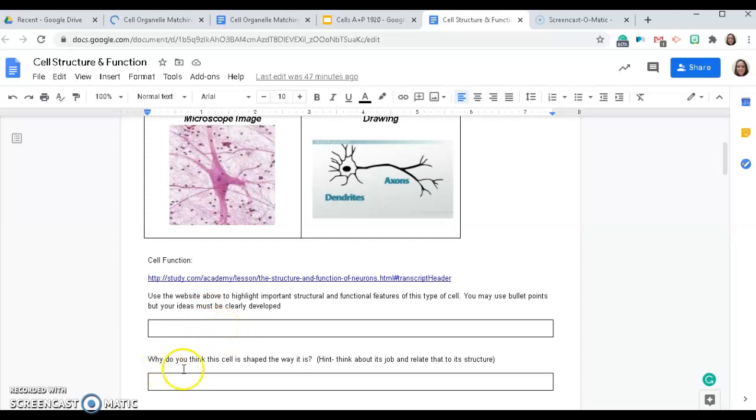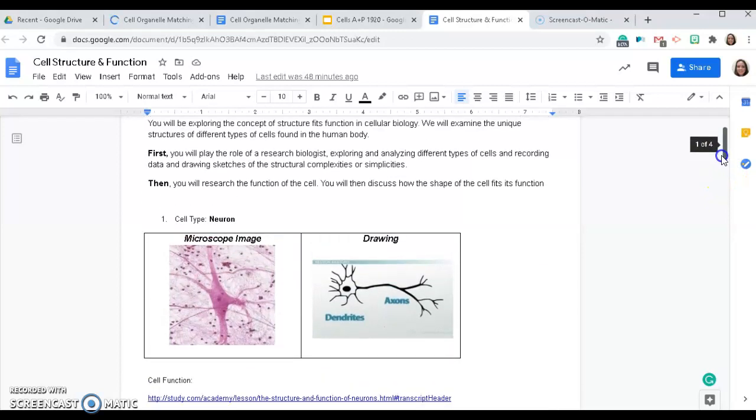And then you need to answer a question. Why do you think the cell is shaped the way it is? Think about its job and how it relates to its structure. There are a total of 4 different cells, all of which we're going to be studying in more detail once we start our histology unit this week.